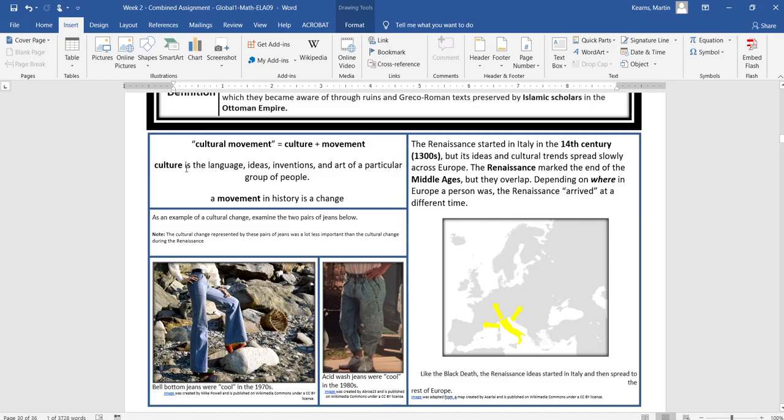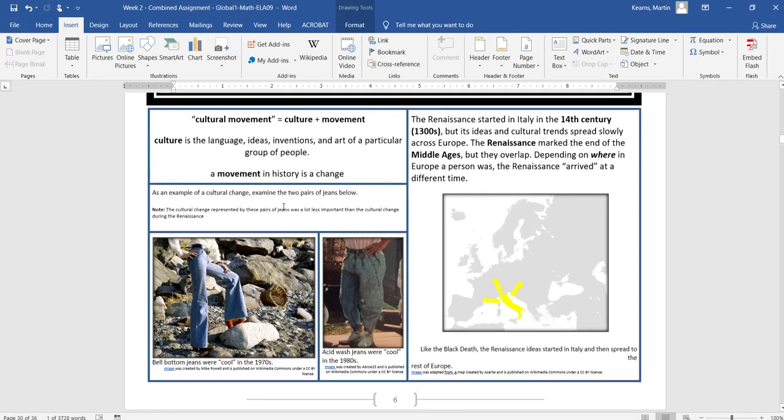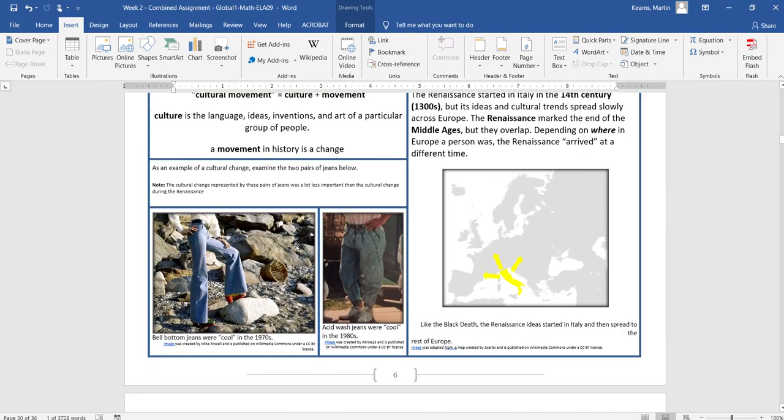Culture, as you guys may know, is the language, ideas, inventions, and art of a particular group of people. So we have our own cultures today. And what Mr. I would like for you to do down here is take a look at the pictures that we have with the acid wash jeans from the 80s. And yes, they were cool in the 1980s. And the bell-bottom jeans of the 1970s here. Give you an example of some of the dress culture from those 2 decades.